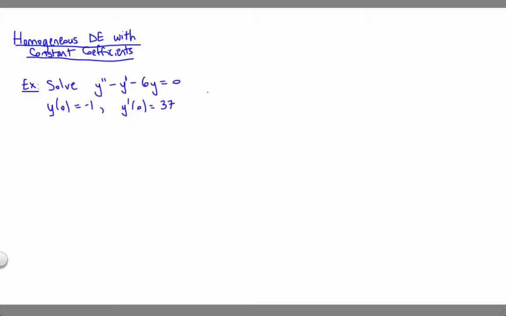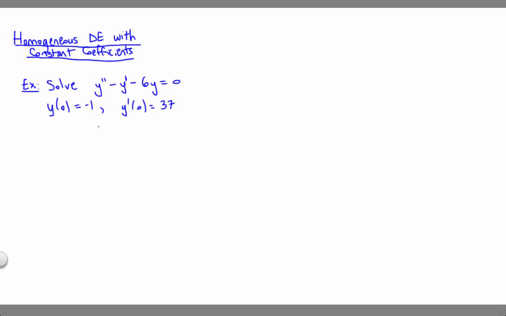Let's try a second example. This time we're going to start with a DE, and we're going to have a couple of different initial conditions to go with it. Incidentally, if it's a second order DE, we're seeing that y double prime in there, then we're going to expect to have two different initial conditions.